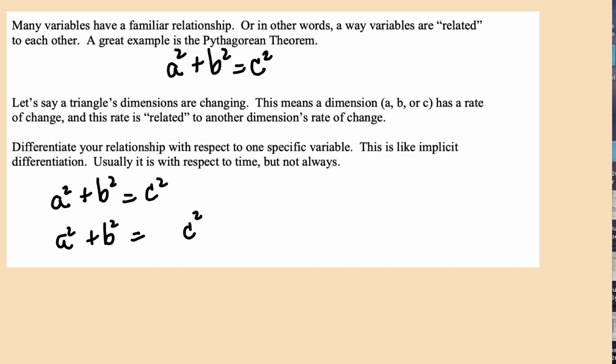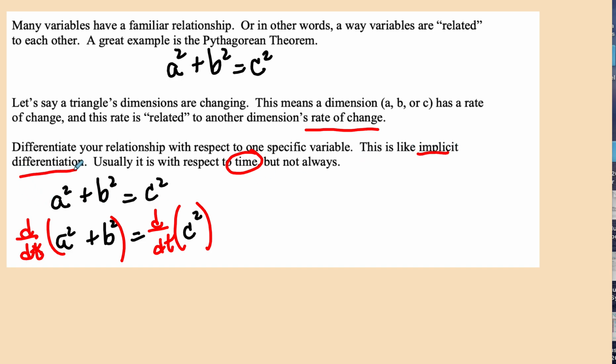Let's talk about the rates being related. Sometimes when we take a rate of change, we take it with respect to time. A lot of times that's done with time. So we're going to take the derivative with respect to time of this side and the derivative with respect to time on this side. Now, this is called implicit differentiation because you're treating a, b, and c as differentiable functions.